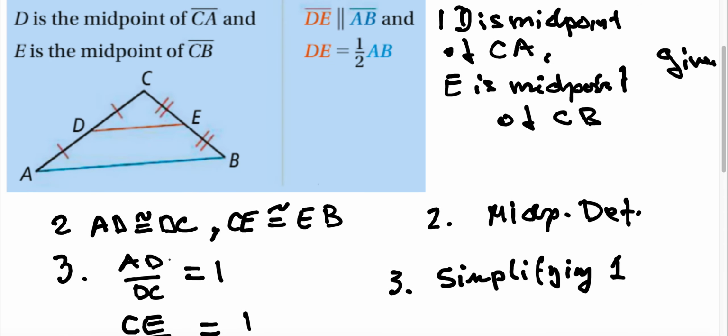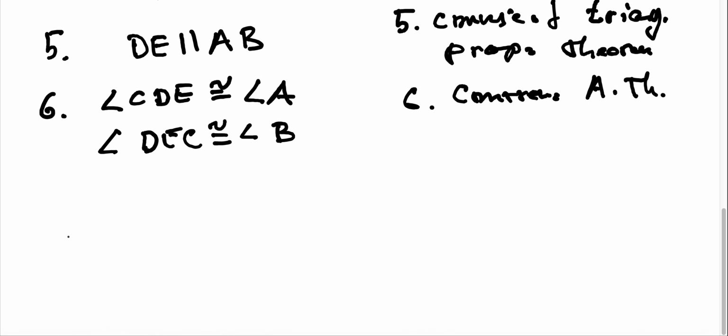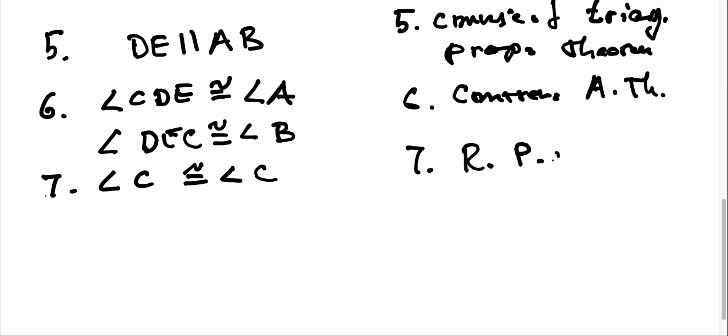Number 7. If you look here, for example, angle C, both the small triangle and the big triangle share angle C. In other words, angle C is congruent with angle C. So number 7 is the reflexive property of equality.